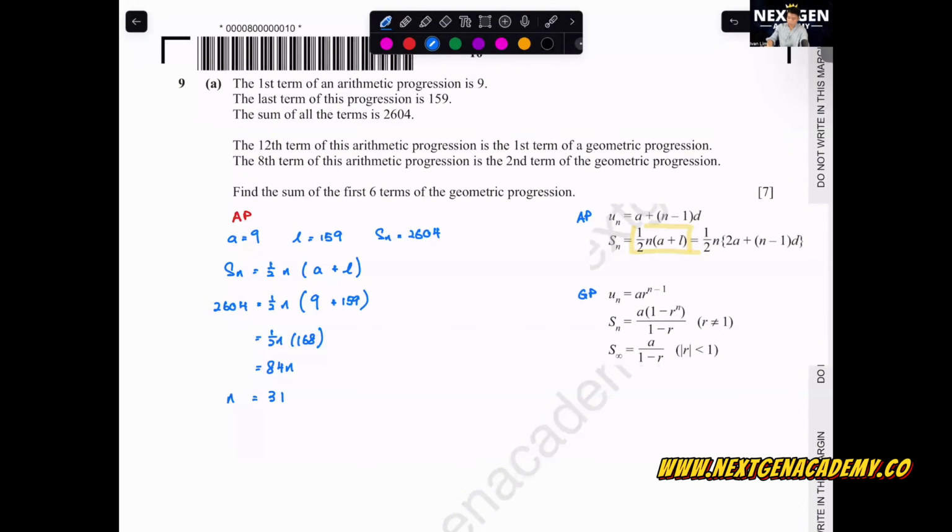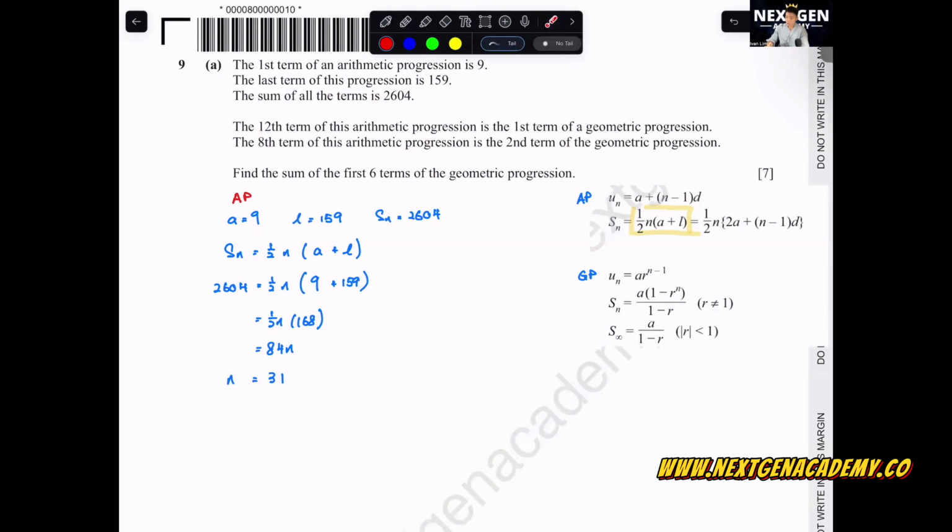Okay, what do we want to find? Because later on we need to write the arithmetic progression. Normally when we want to write the arithmetic progression, we need a and d. When we want geometric, we need a and r. So let's find the d value right now. Okay, the second part here is we find d. So we use a plus (n minus 1)d.